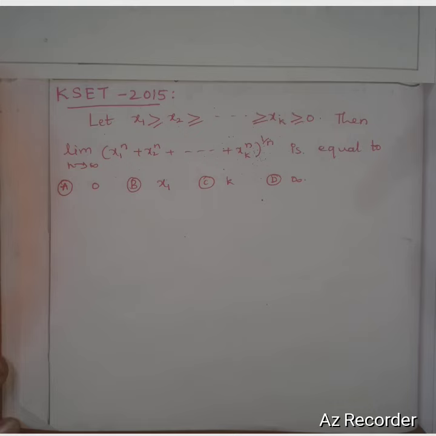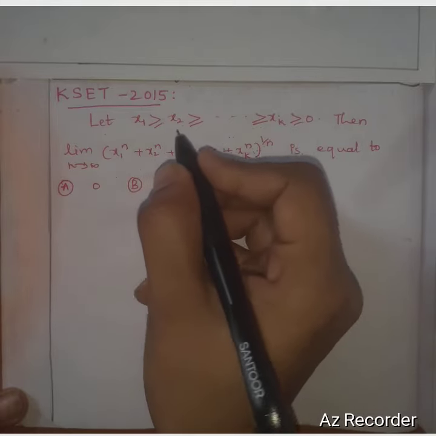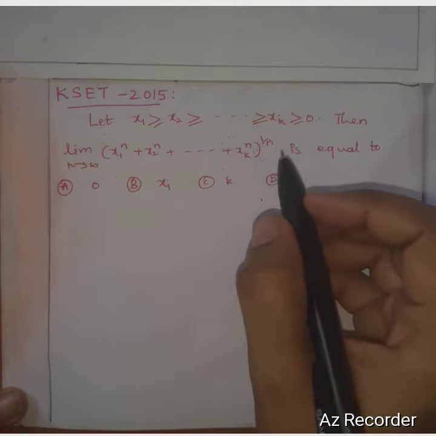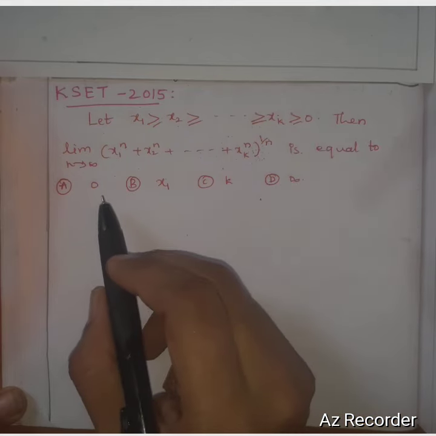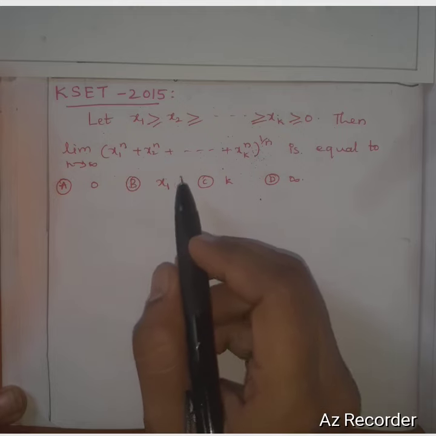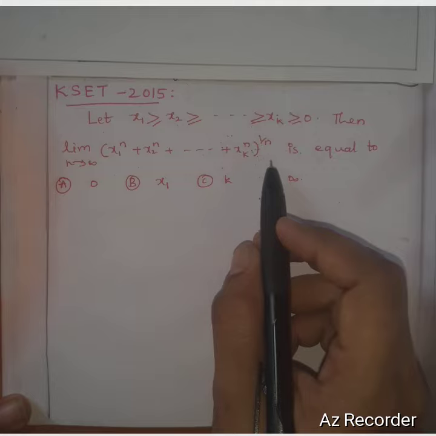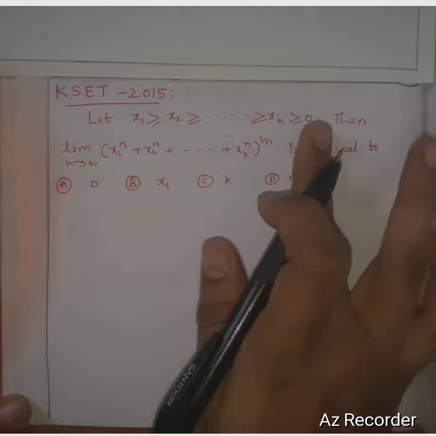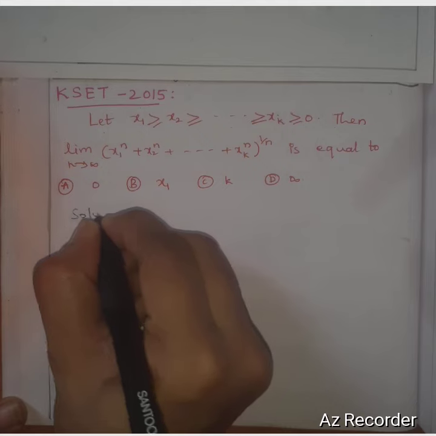Today I am discussing a question from real analysis which is asked in the KCET examination 2015. The question is, let x1 ≥ x2 ≥ and so on ≥ xk ≥ 0. Then limit n tending to infinity of (x1^n + x2^n + and so on xk^n)^(1/n) will be equal to, what is the value? So let us see the solution.